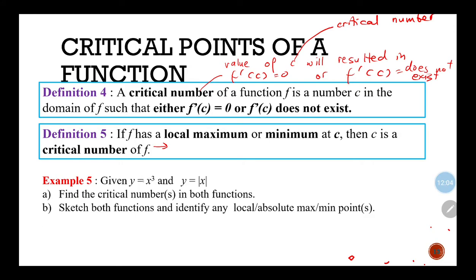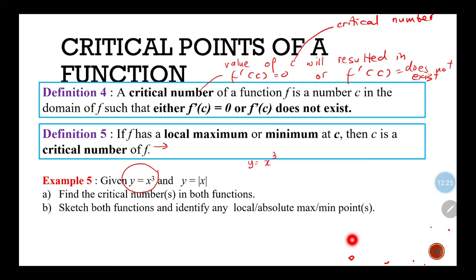Okay, given y equal to x cube and y equal to modulus x, find the critical number in both functions and sketch both functions. Okay, we do it one by one. First, we do y equal to x cube.